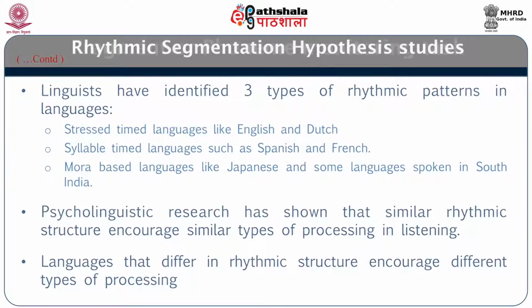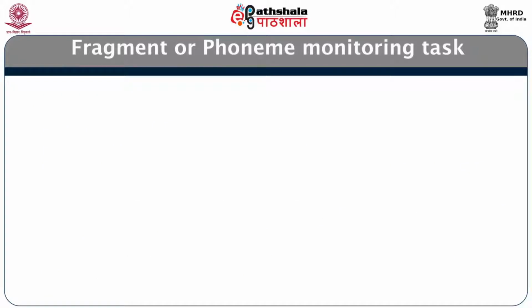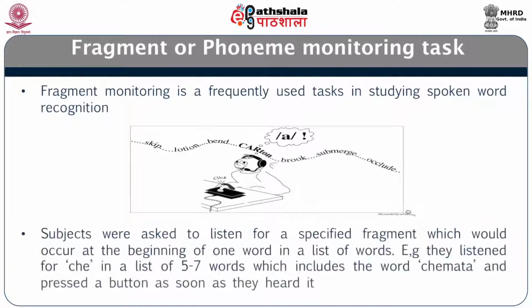It's called the Fragment Monitoring or Phoneme Monitoring task, where subjects are told that they have to listen for a certain fragment, like ta or ba or gi or ga. They listen to 5 words, and as soon as they hear the word which starts with that fragment, they have to press a button. What matters is how quickly they press it upon hearing, and how many they miss. These are the 2 things that we consider when we look at the results. This is what is known as fragment monitoring.